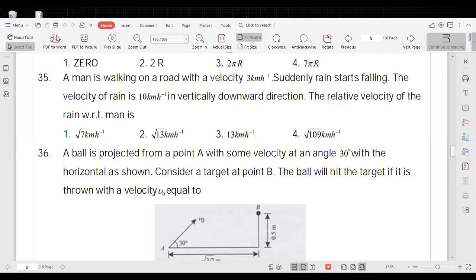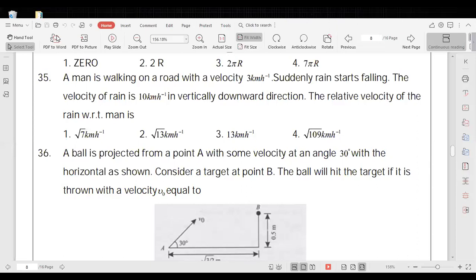Next, the 35th question somebody asked. A man is walking on the road with a velocity 3 km per hour. Suddenly rain starts falling. The velocity of the rain is 10 km per hour in a vertically downwards direction. The relative velocity of the rain with respect to man, I already said this concept previously in one problem. Still you are asking the same problem. What is the use?